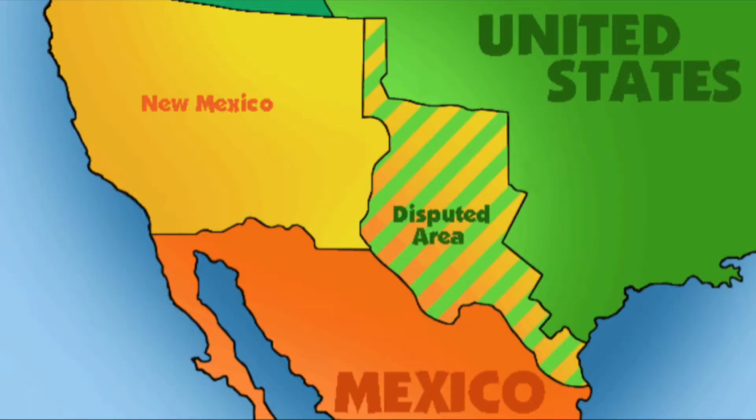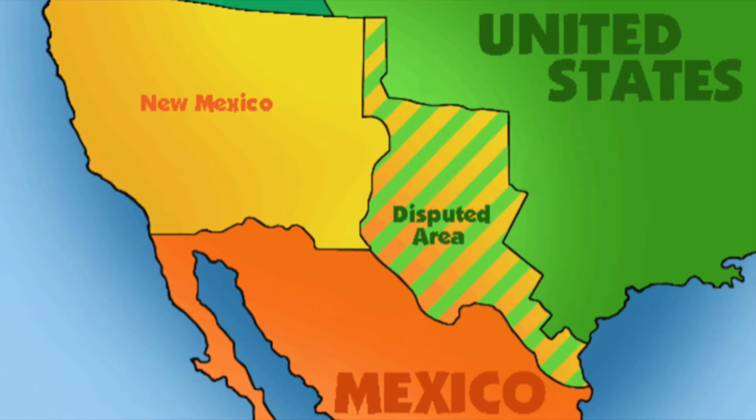Okay, so what you should be seeing here is a map of the United States, specifically that southern portion. If you can see the shaded area, that is going to be the disputed area between Mexico and the United States after the annexation of the Republic of Texas into the Union.